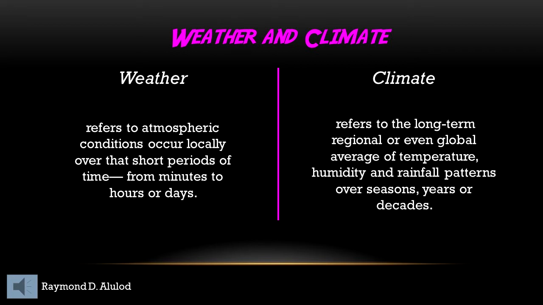Climate refers to the long-term regional or even global average of temperature, humidity, and rainfall patterns over seasons, years, or decades. Sinasabi dito, malaking lugar ang nakakaranas ng pagbabago ng panahon at tumatagal din ito, pwedeng buwan or taon. Example dito ay sa buong Pilipinas ay nakakaranas ng araw-araw na pag-ulan.